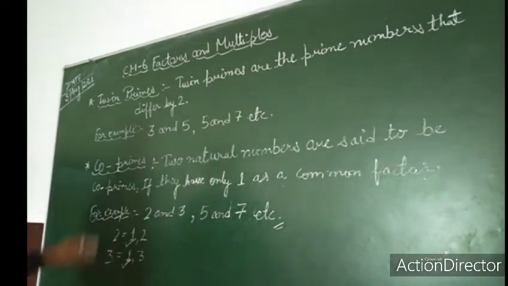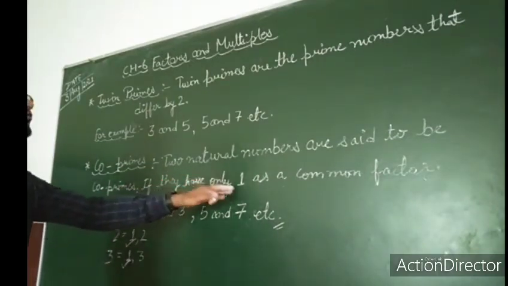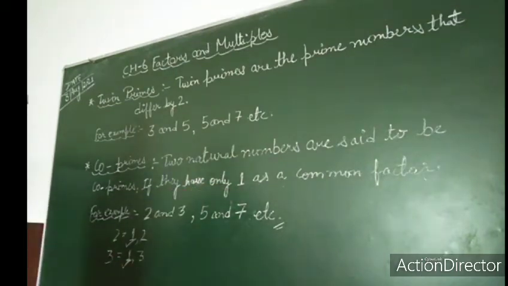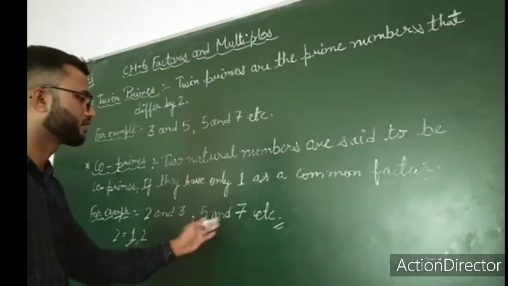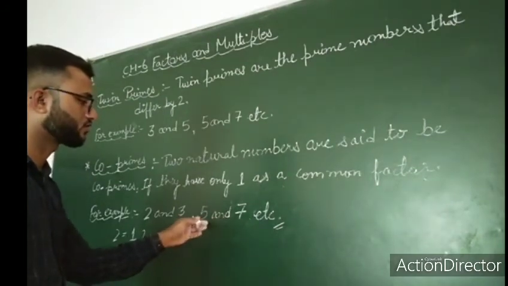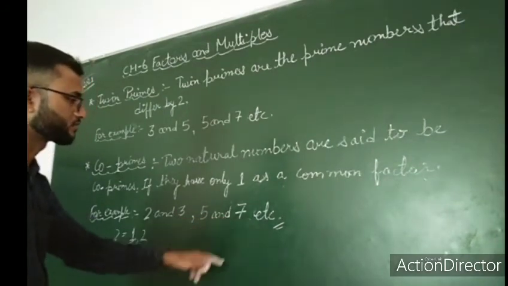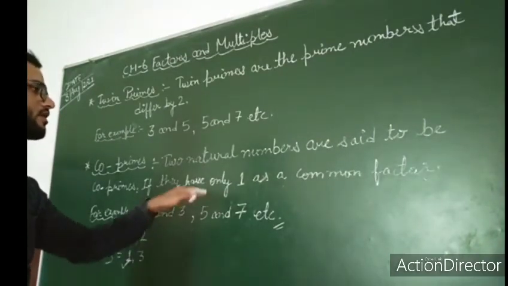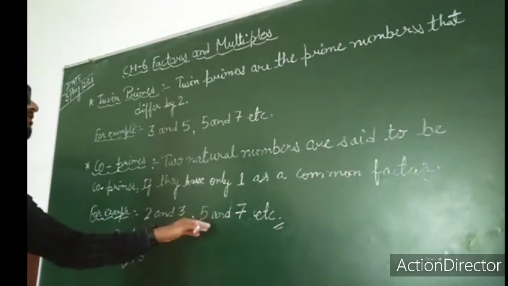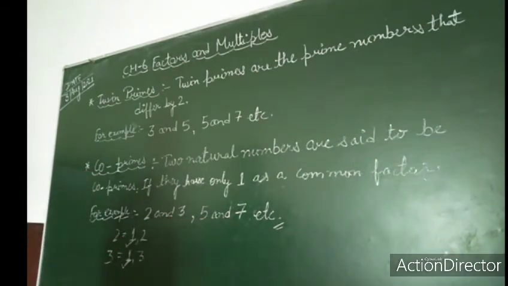So here we say that these types of natural numbers are known as co-prime numbers, which have only 1 as a common factor. Same as with 5 and 7. Factors of 5 are 1 and 5, and factors of 7 are 1 and 7. Here we take 1 as a common factor, so we say that these two numbers, 5 and 7, are also co-prime numbers.